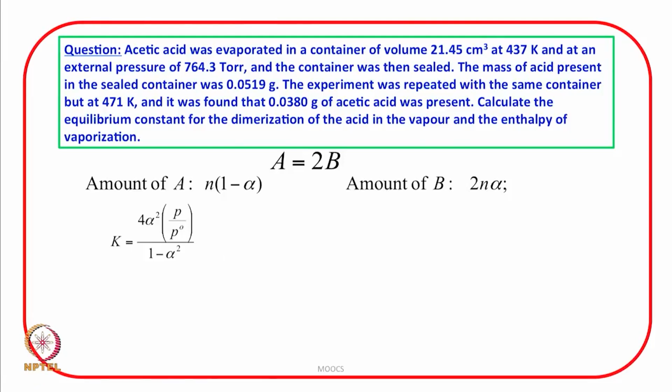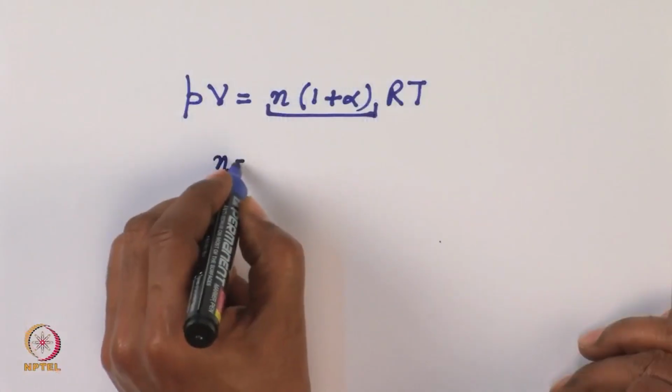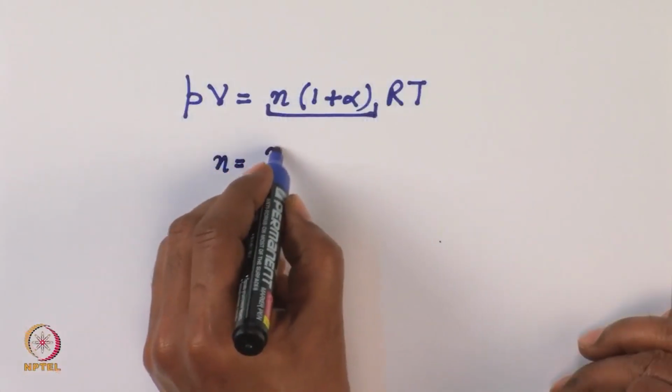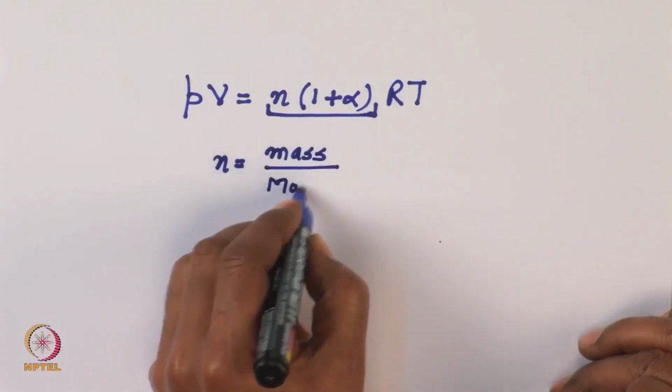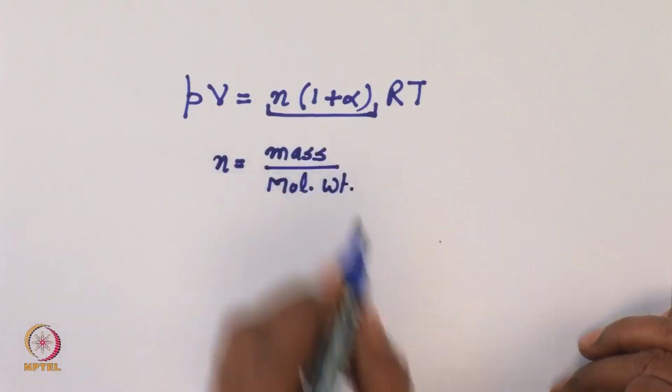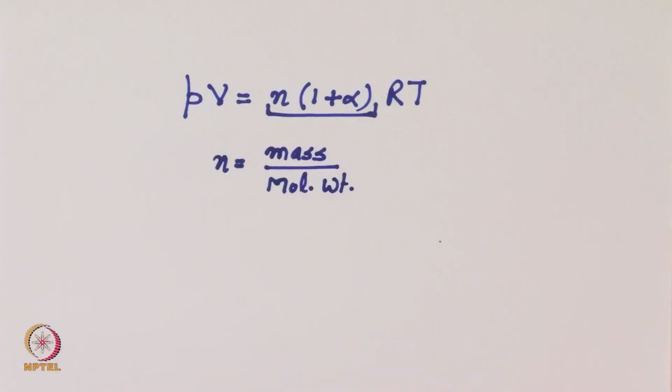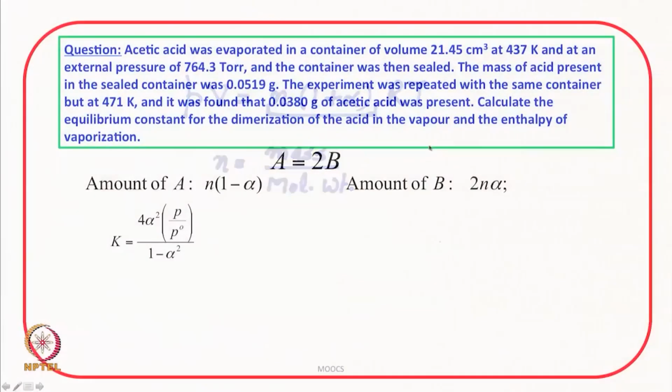How do you get n here? N is equal to mass divided by molecular weight. And in each experiment the mass is given, as we can see on the slide. In one case it is 0.0519 gram, in the other case it is 0.0380 gram.